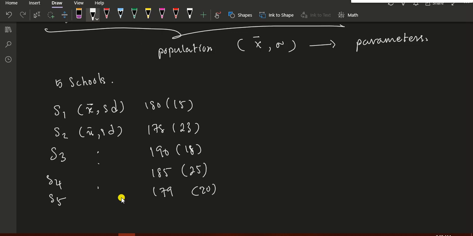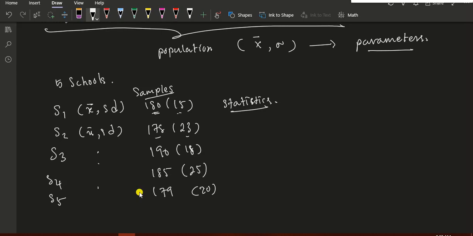Okay, so you can see that each sample has its mean and standard deviation, which is known as the statistics. So here's an important concept. If mean and standard deviation are coming from the population, these are called parameters. If they are coming from samples, they are called statistics.